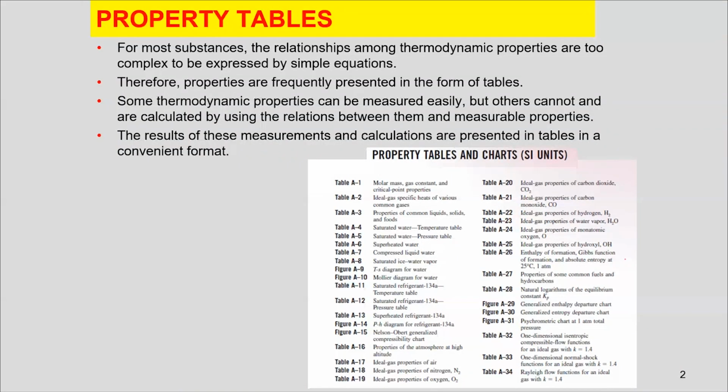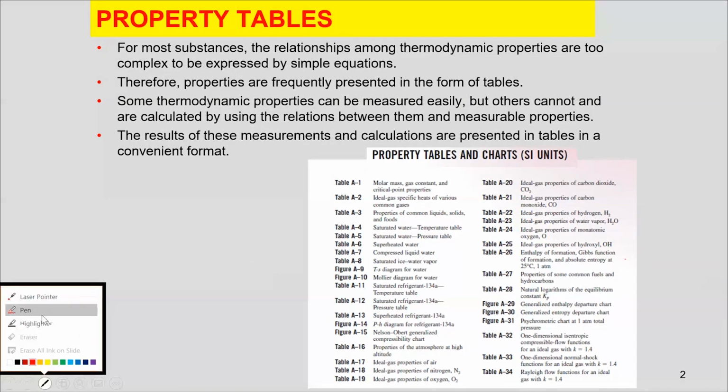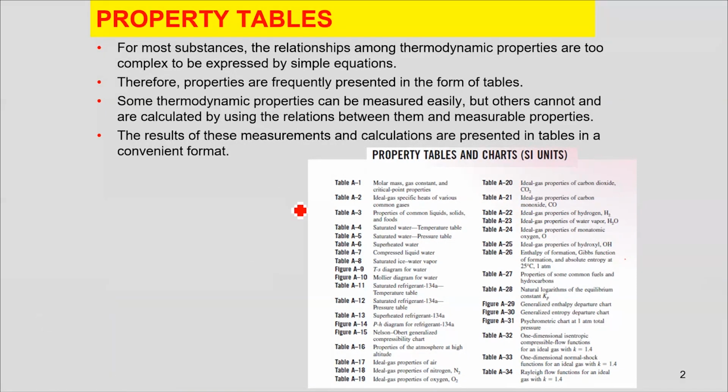I'll be highlighting the important tables for you. The important tables from the point of view of thermodynamics are tables A4 to A7. They are the most important tables, very frequently used. So I'll be focusing on these tables.